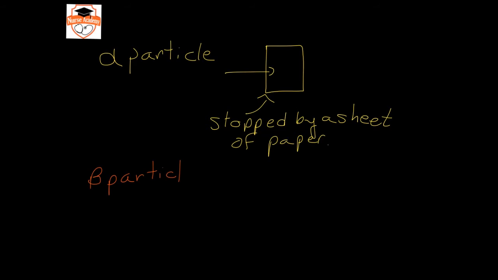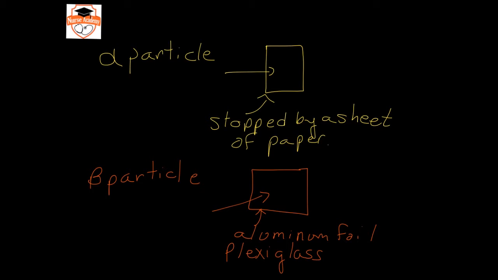Now, a beta particle, or an electron, has to be stopped by something denser than paper. So it is stopped by aluminum foil. Oftentimes you'll see plexiglass used to stop beta particles. A thin piece of plexiglass, it doesn't have to be a super thick piece. Your normal sized sheet of plexiglass will do the trick, and that will stop a beta particle from getting to your DNA.